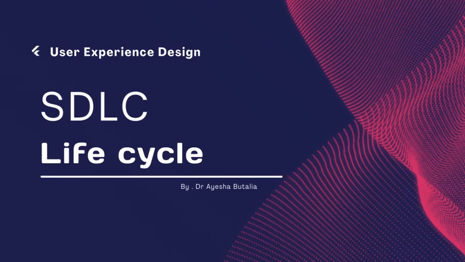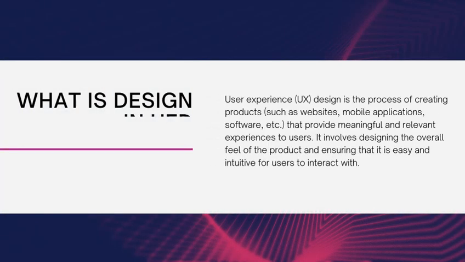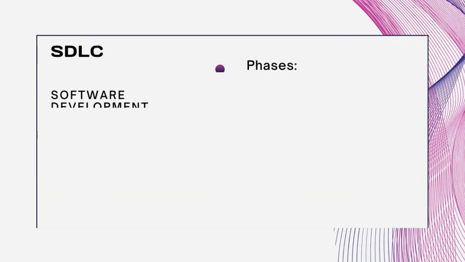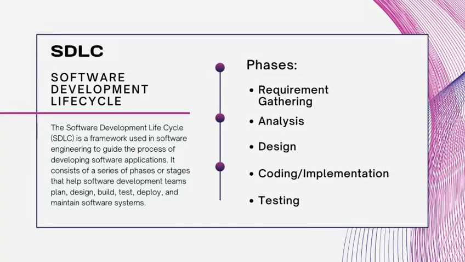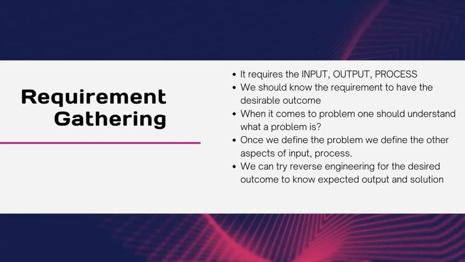So what is this design? Okay, and we would reinitiate by the phases of software development life cycle, SDLC. As discussed previously, the different phases of SDLC are requirement gathering, analysis, design, coding/implementation and testing. And requirement gathering, what does it comprise? The input, the output and the process.